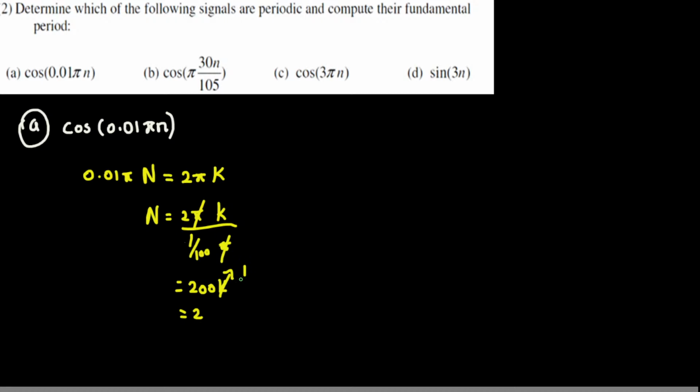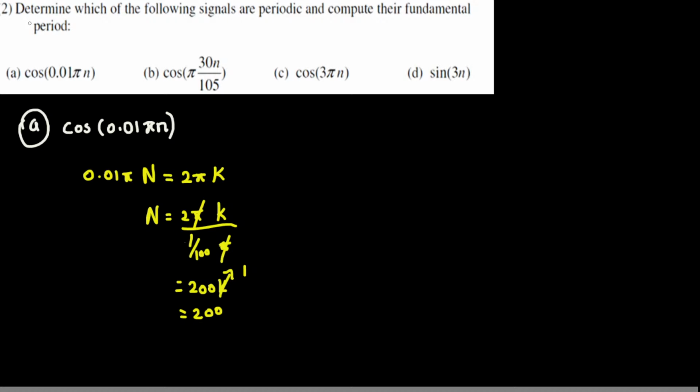You can put any integer, but you have to start from the smallest one to bigger ones, because we are trying to find the fundamental period. It means when the integer is the lowest integer, what's going to be the period. So if I put a 1 for this, the period is going to be 200. This is the answer for this one. This is a periodic signal, and at the same time, it has a fundamental period of 200. That is for the first one.